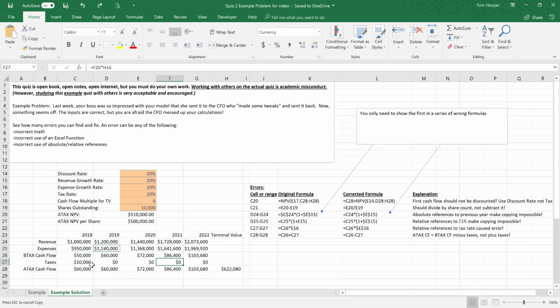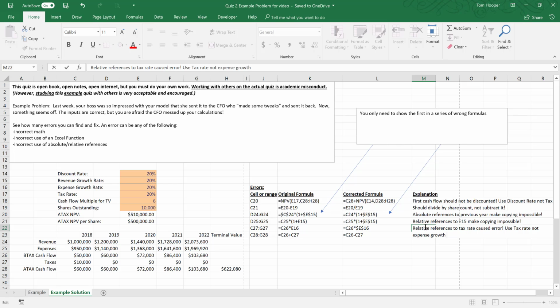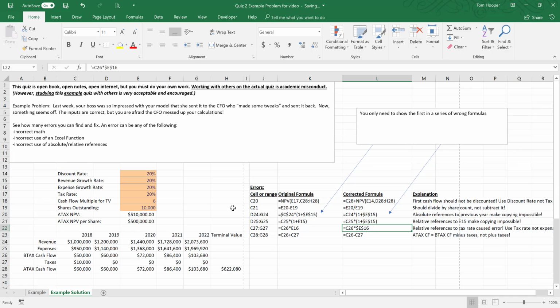Looks like in that formula there was another error that I missed, that we're using expense growth rate. We should have been using the tax rate on row 27. Oops, right. And so instead of looking at row 16, it should have been looking at row 17. So let's fix that.